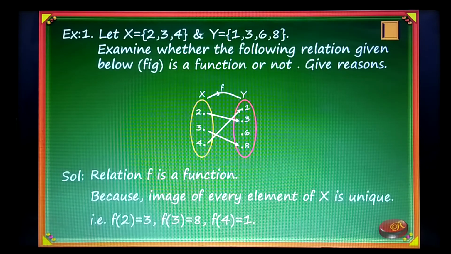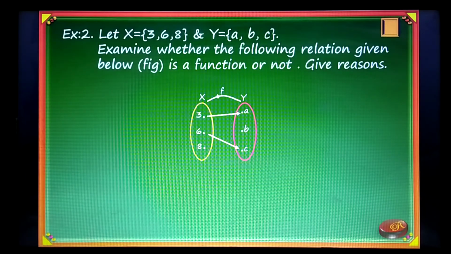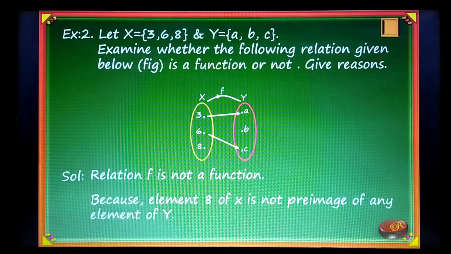Example 2. Let X = {3, 6, 8} and Y = {a, b, c}. Examine whether the following relation given below is a function or not. Give reason. Solution. Relation f is not a function because element 8 of X is not pre-image of any element of Y.